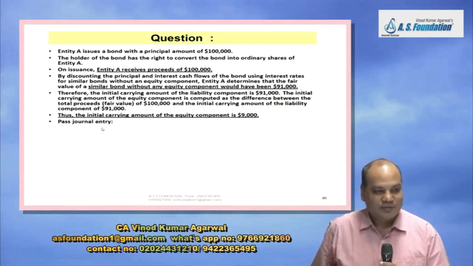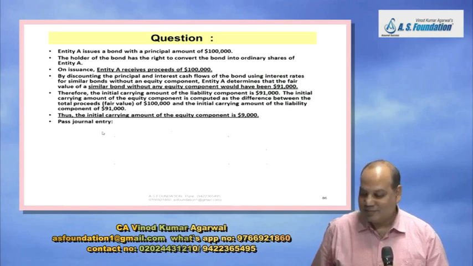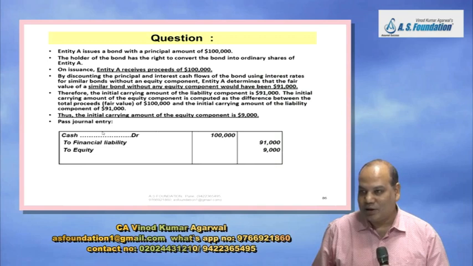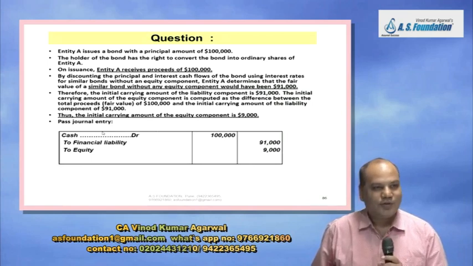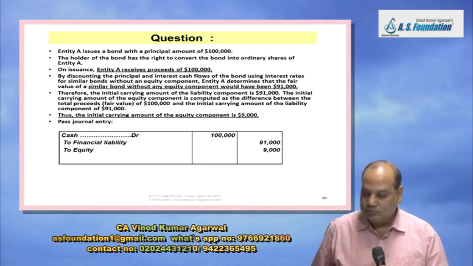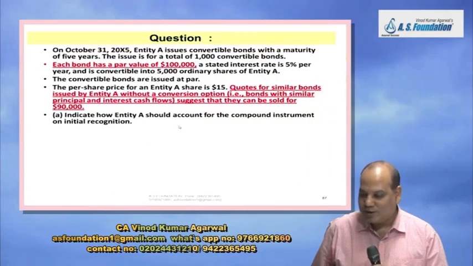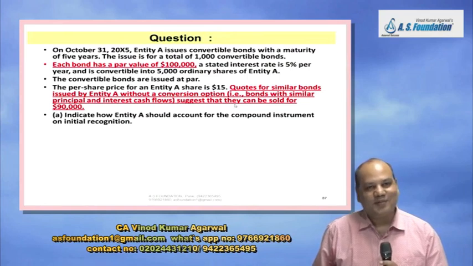Then pass the journal entry, only the journal entry based on the above. The entry is also written as a sample above, only put the numbers. Cash account debit $1 lakh, to financial liability $91,000, to equity $9,000. That's it. This is the problem for warm-up exercise. After some time, I'll give you one question to try, same problem, and then we will see how many of you get it right.